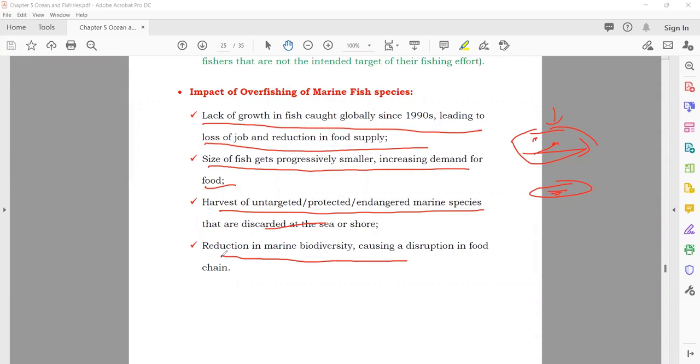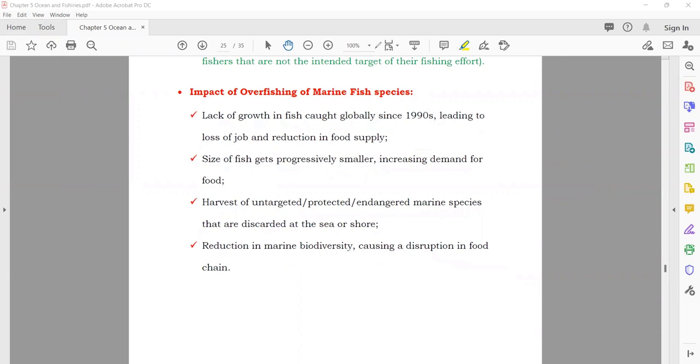Reduction in marine biodiversity. You know that fish have an important role in the food chain of sea marine life. If the fish are disturbed, it will disturb the whole biodiversity of marine life. So these are the impacts of overfishing.